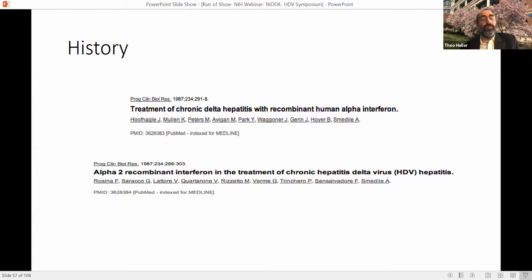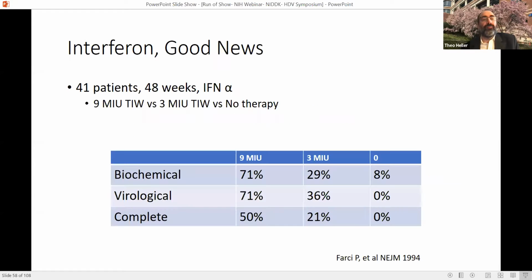Dr. Hoofnagle is the first author of the first one, looking at interferon therapy for hepatitis D. This is still something that we're using in daily practice. So it's history and present, and perhaps future, as you'll hear. Next slide, please.